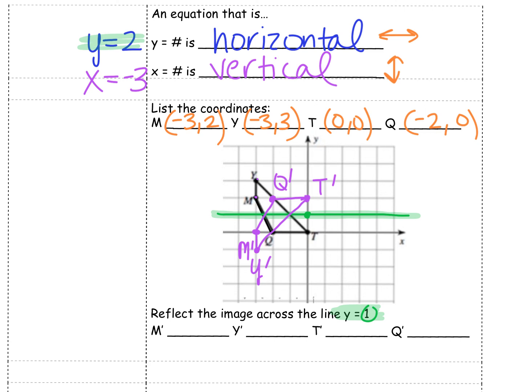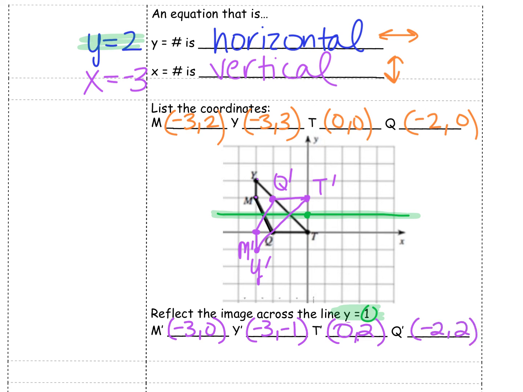And then we can go ahead and write our new coordinates. M prime is now at the point -3, 0. Y prime, -3, -1. T prime, 2, 0. And, oh, I have that wrong. It should be 0, 2. Sorry about that. And Q prime is -2, 2.